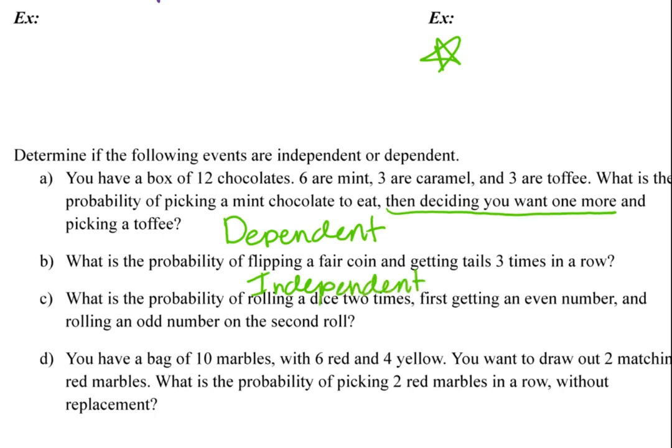C says, what is the probability of rolling a dice 2 times, first getting an even number, and then rolling an odd number on the second roll? So we're rolling a dice twice. Is that dependent on each other or independent of each other? Just like the one above, it shouldn't affect the other, so this one would be independent.